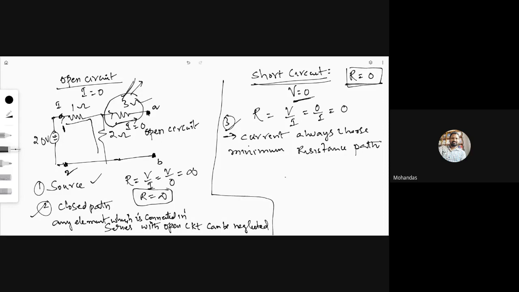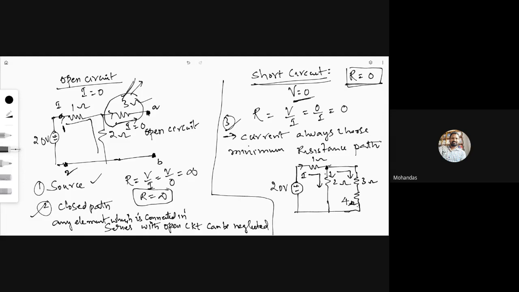Now let us take the circuit here. The 20 volts, 1 ohm, 2 ohm, 3 ohm, and this is 4 ohm. Am I audible? Please respond. If you see this circuit, the current is flowing through the 1 ohm, and thereafter it is divided between the 2 ohm and 3 ohm. Now it is fine. Now there is a short circuit.